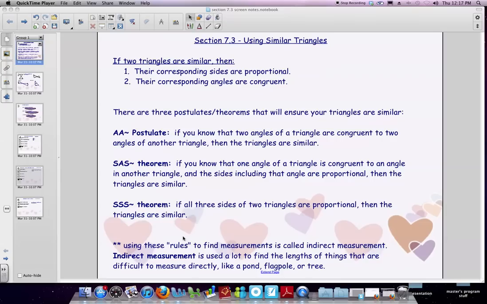We use these rules, so to speak, to find measurements in triangles that are missing. We call this indirect measurement. We use indirect measurement a lot in order to find the lengths of things that we can't normally measure, for example, the distance across a pond, or how tall a flagpole is, or whether or not a tree is so tall that if it falls down it will hit a house. Those are the kinds of things that we use these types of rules to show.